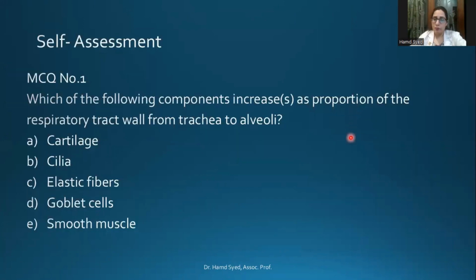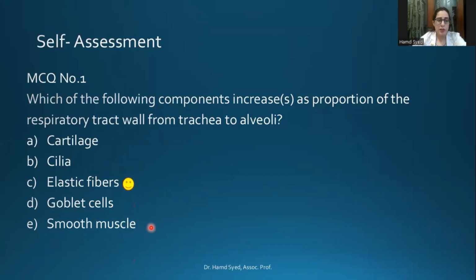So before ending today's topic, just a few questions which will help you in assessing your knowledge after having listened to this discussion on the respiratory tract histology. The first MCQ is: which of the following components, this list of components that you see in front of you, increases as a proportion of the respiratory tract wall from the trachea to the alveoli? So which of these components is going to increase in quantity as we move distally within the respiratory system from the trachea to the alveoli?